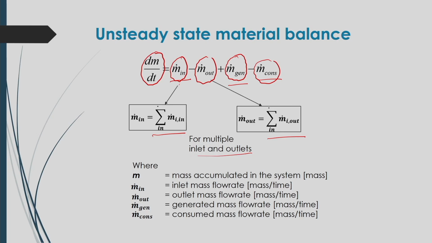So, here m is the mass accumulated in the system, and m dot in is the inlet mass flow rate, that is mass per unit time. m dot out is the outlet mass flow rate, that is mass per time. m dot generation is the generated mass flow rate, that is mass per time. Similarly, m dot consumption is the consumed mass flow rate, that is mass per time.